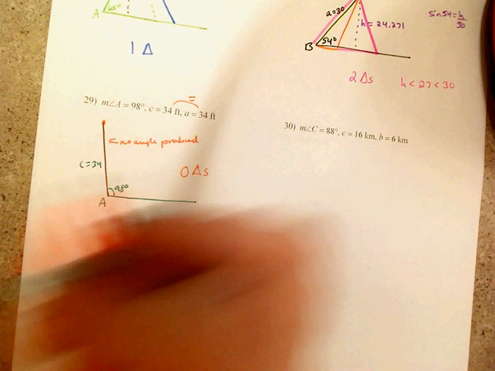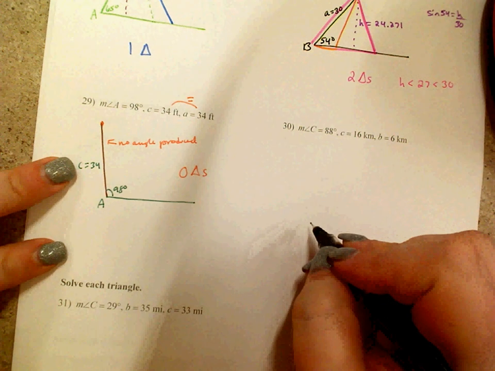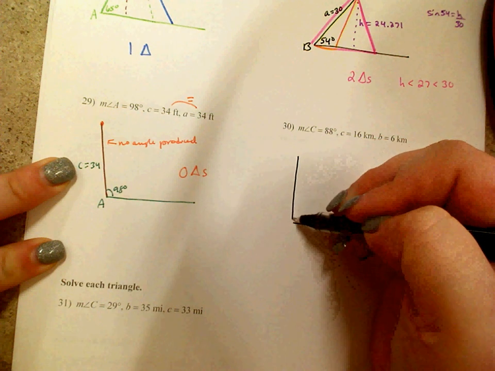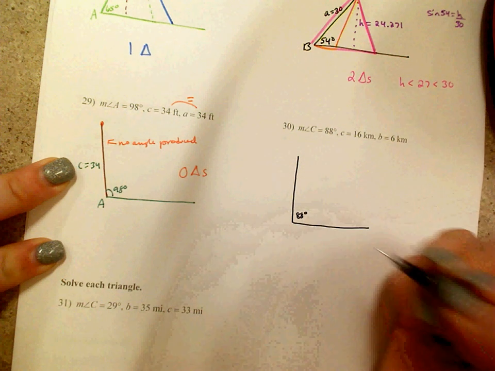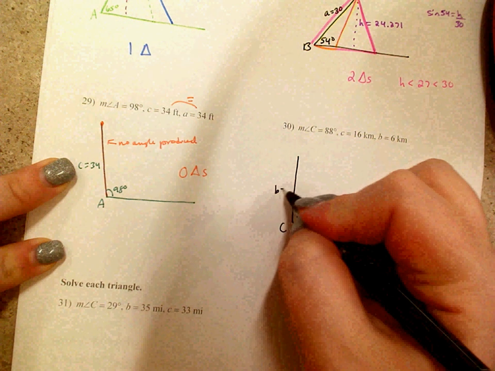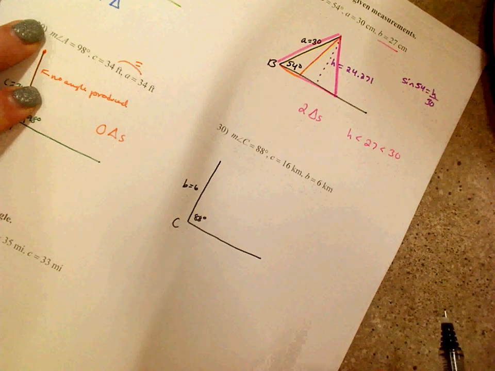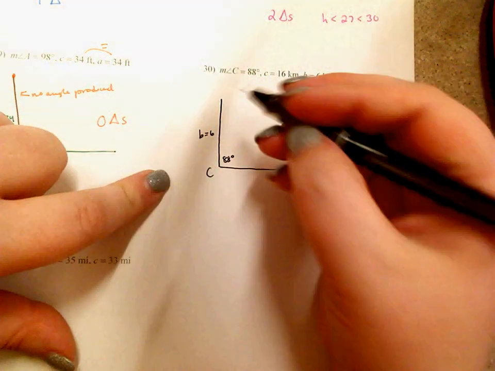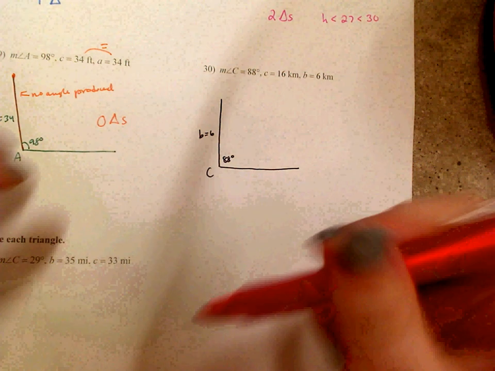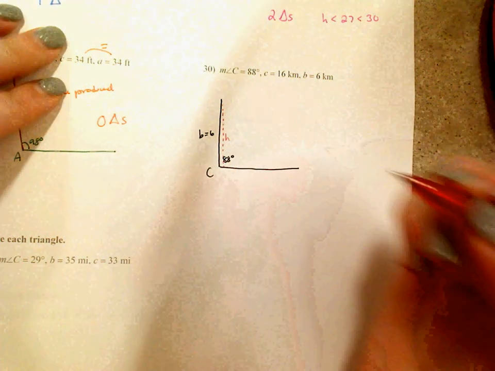Okay, 30. The measure of angle C is 88, which is very close to 90, and we'll just pretend I can draw an 88-degree angle. This is angle C. Side B, we're going to let be 6. It's kind of hard to tell, and I definitely did not draw that well. The height would be a very thin thing right here, and it would be right there.